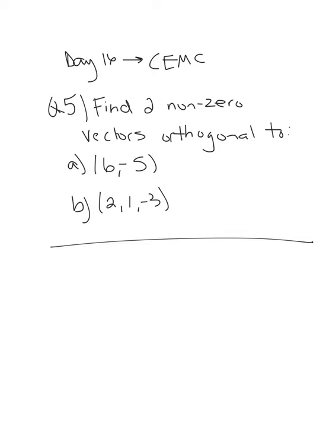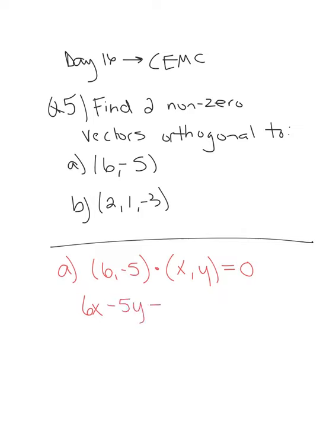So since there's so many solutions for this, we're going to do it in general terms. So for A, I know that [6, -5] dot some vector, I'll just call it [x, y], must equal 0. So if I'm doing this dot product, I get 6 times x plus negative 5 times y, so minus 5y equals 0. And then I have a couple of ways that I could write this. I could isolate x or I could isolate y.